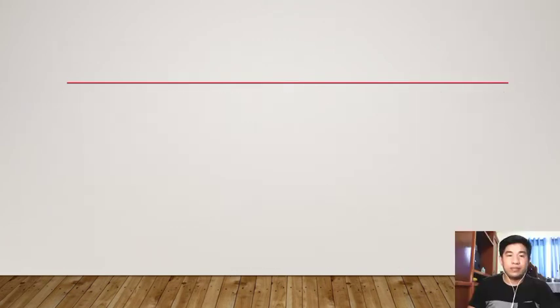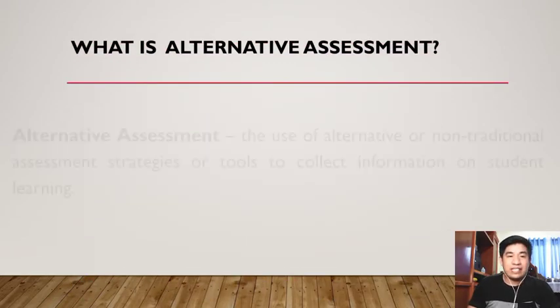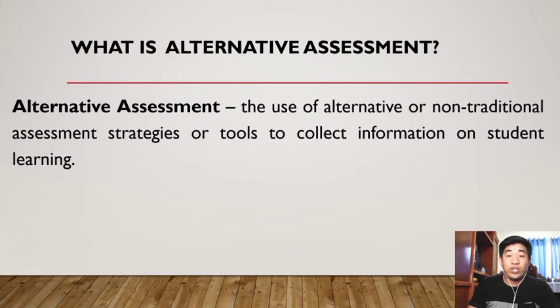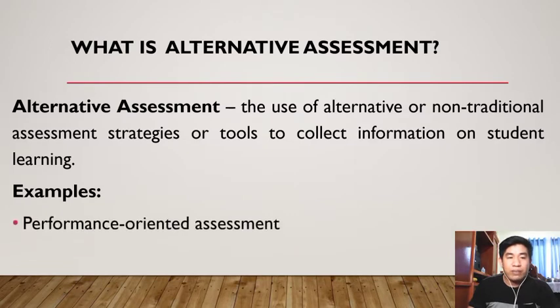So, what is meant by alternative assessment? Alternative assessment is the use of alternative or non-traditional assessment strategies or tools to collect information on student learning. So in other words, alternative assessment is the modern style of assessing the student's learning outcome. So examples of alternative assessment, we have performance-oriented assessment. From the word itself, performance-oriented, in this type of assessment, the teacher focuses more on the actual performance of the students, on how the student performs a particular task, how a student demonstrates a particular skill.